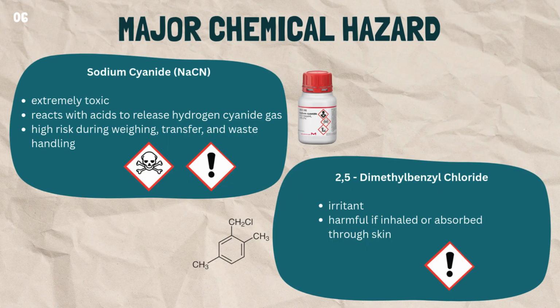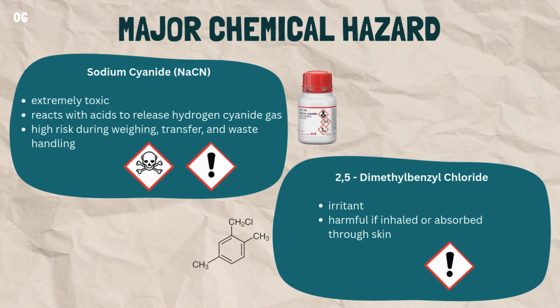Okay, now I will talk about the major chemical hazards in this experiment. First of all is sodium cyanide, NaCN. It is extremely toxic and can be fatal if swallowed or inhaled. It also reacts with acid to release poisonous hydrogen cyanide gas. The highest risk is during the weighing and transferring process, so it must be handled carefully in a fume hood.